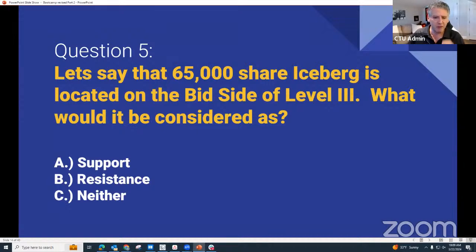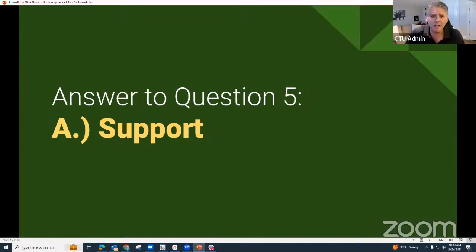Question 5: let's say we see a 65,000 share iceberg order on the bid on level 3. What would that be considered as? Support, resistance, or neither? Well, the answer is A. It's a support level. Common sense, right?